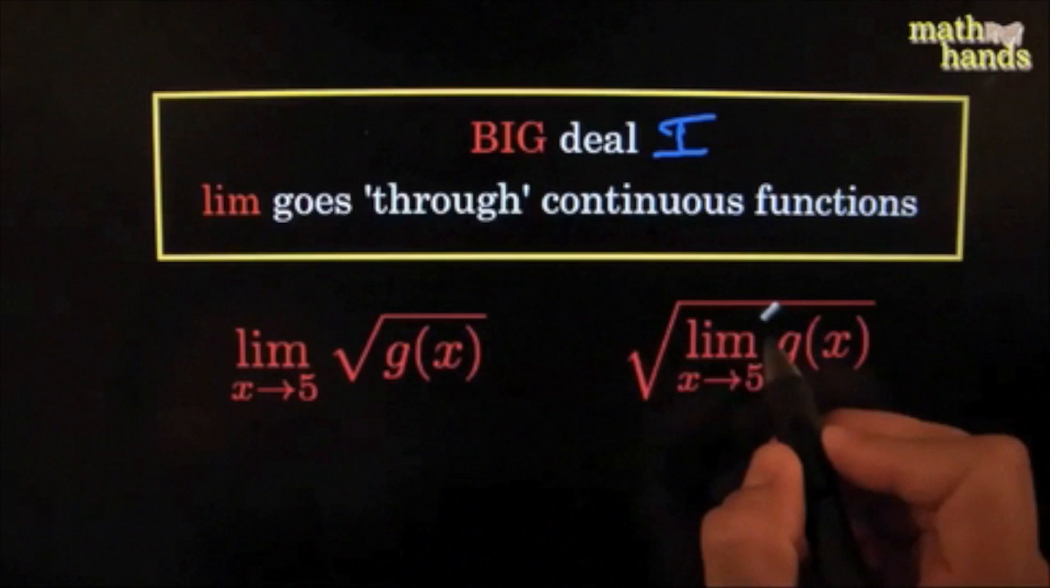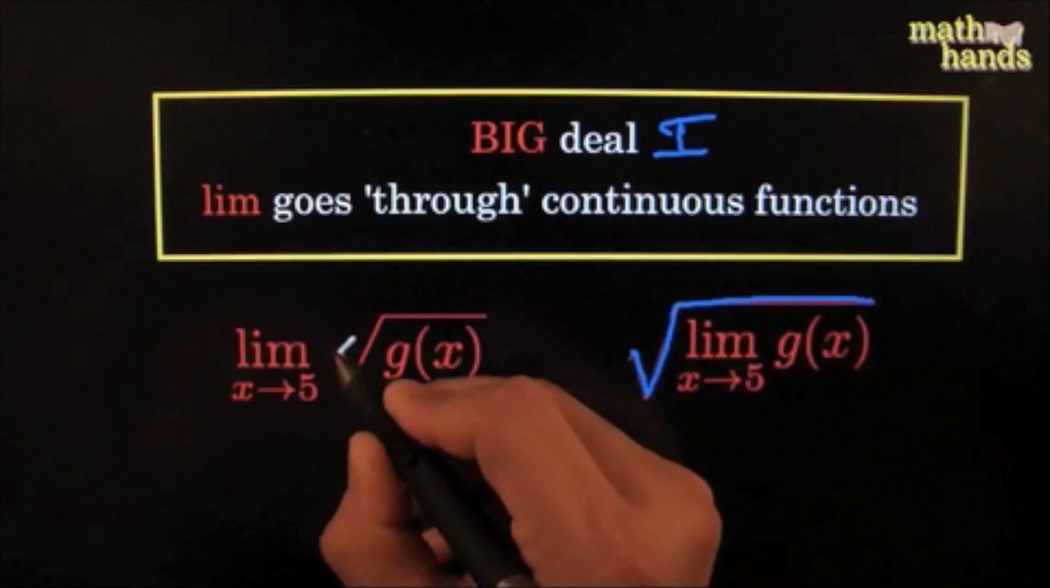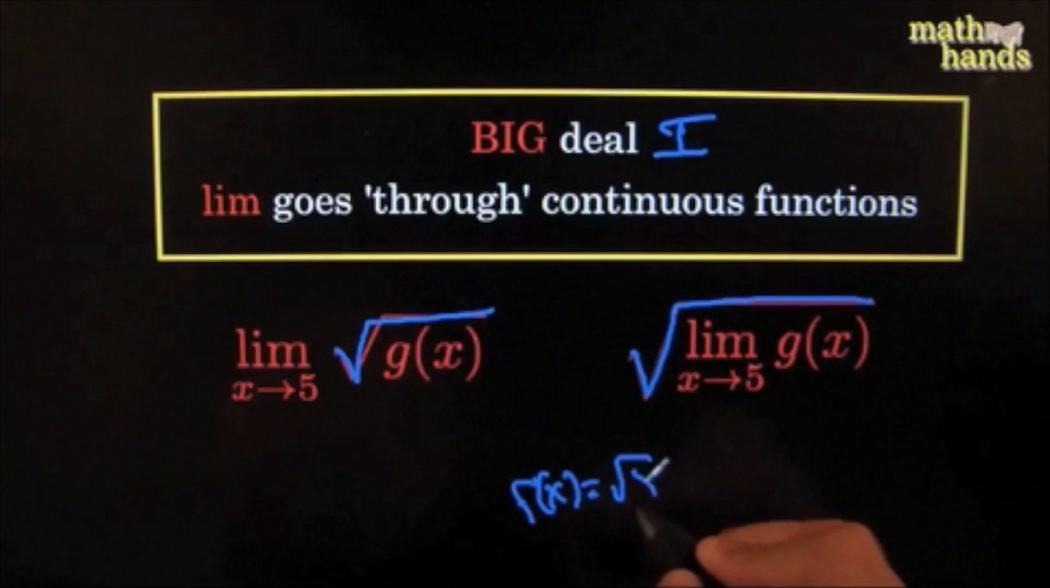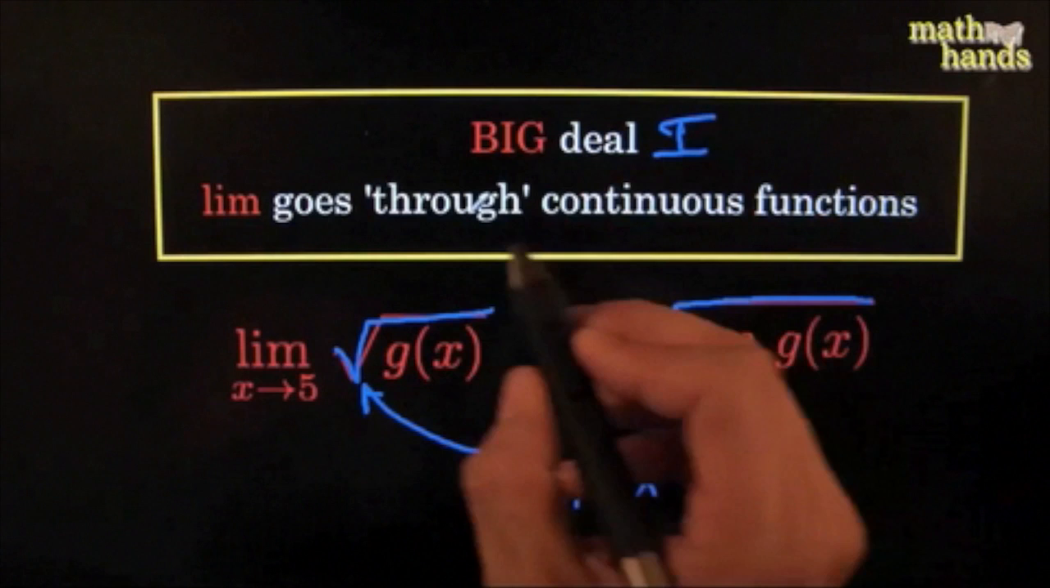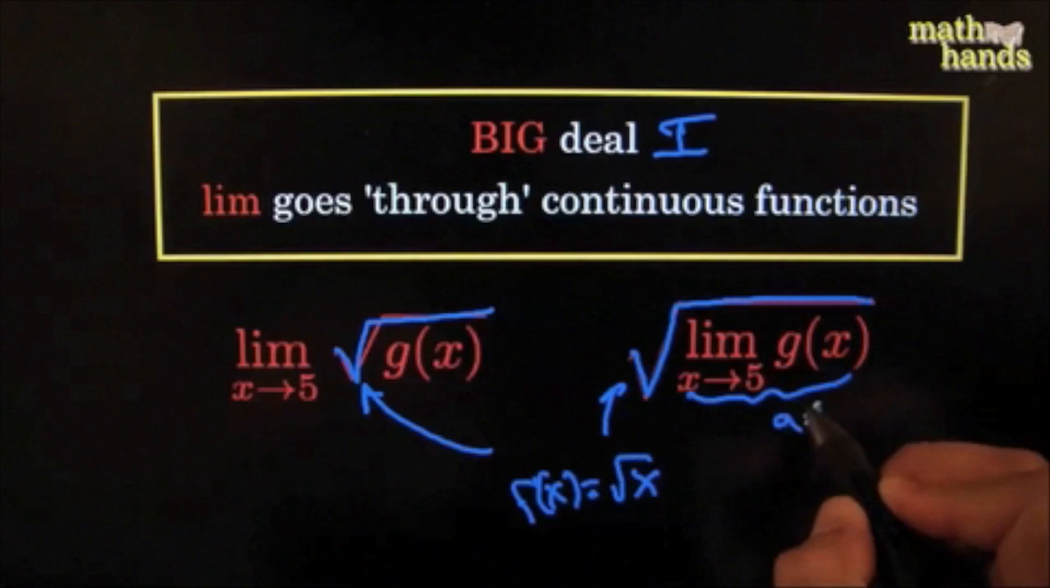Here's how you do it. You see this function right here? This is the square root function. You could call this one f of x equals the square root of x. That's the function that you want to take the limit through. Your limit wants to go through this function, so this is the function you've got to look at. The theorem, a famous theorem, big deal number one, says that if this function is continuous at that limit, you're good to go.